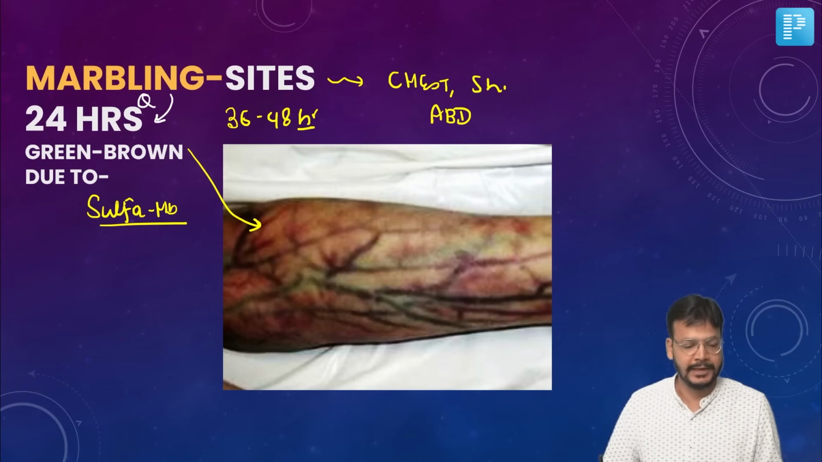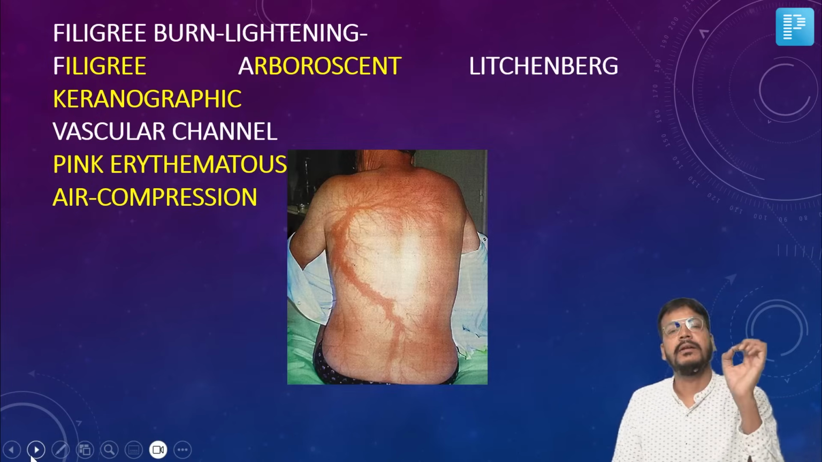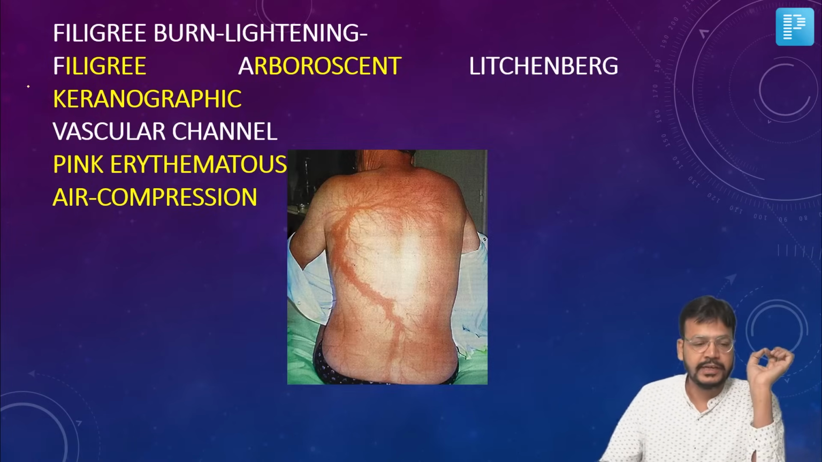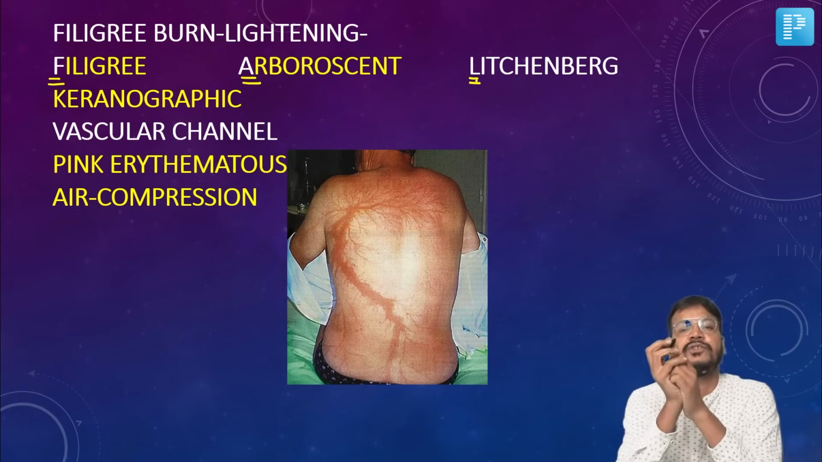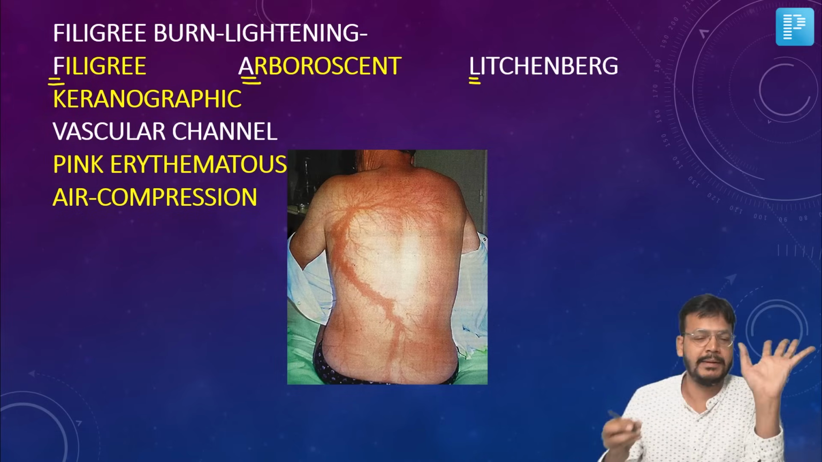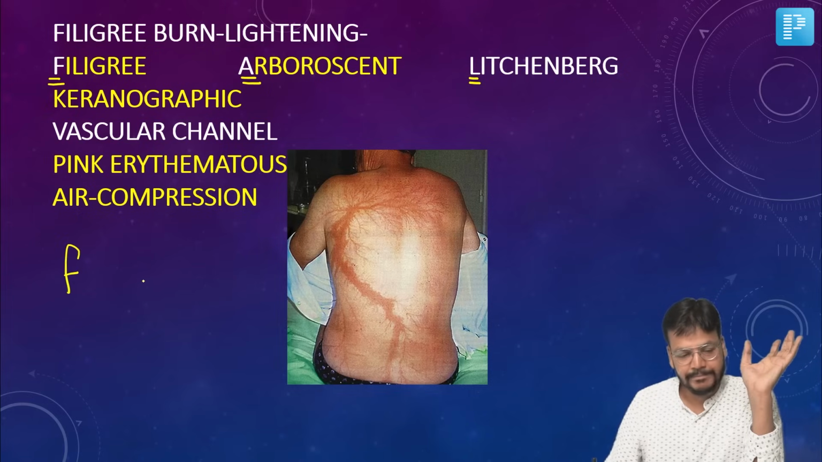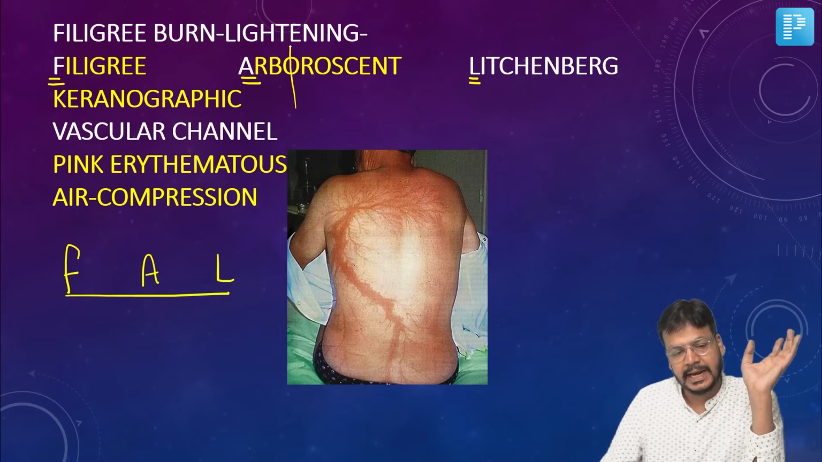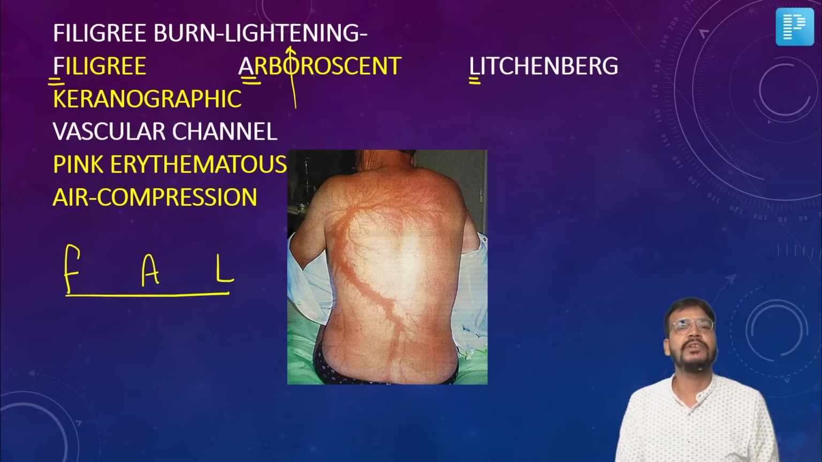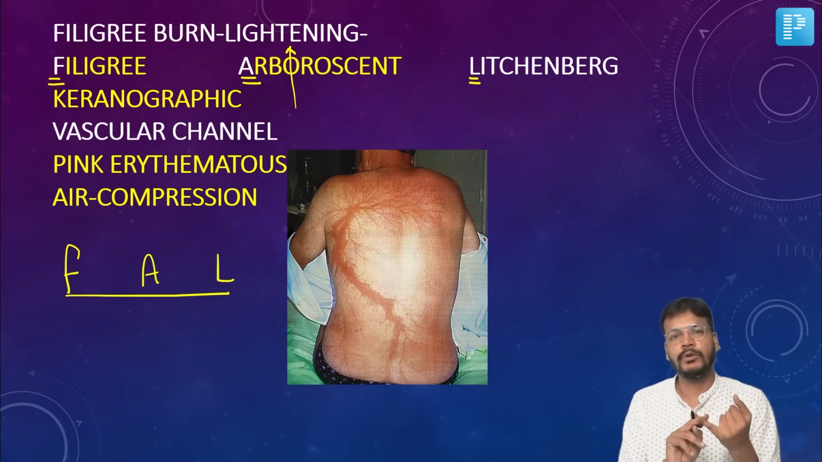This is marbling. My dear friend, marbling should be differentiated from filigree, arborescent, and Lichtenberg bud. And how would you remember? I am telling you. F filigree, A arborescent, L Lichtenberg. This is lightning injury. Lightning is a bijli. Bijli fall on your body. FL fall. Filigree, arborescent, Lichtenberg.